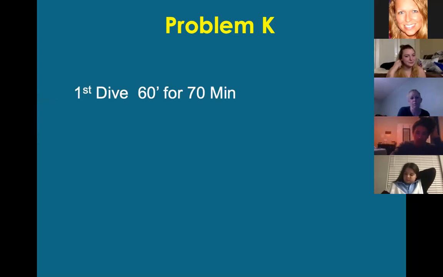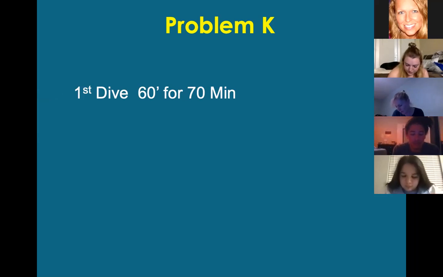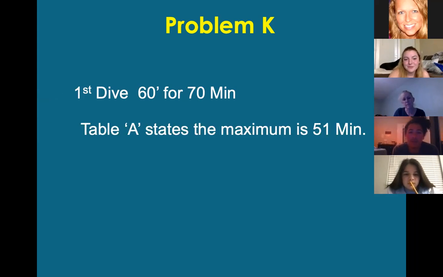So click the first line first. And what you're supposed to do is say, all right, first dive is 60 for 70. Everybody look at your dive tables and tell me 60 for 70. What do you see? What do you have? The maximum is 51. And then you click the next one. So what do we need to do? Table A states that the maximum is 51. So what do you guys think that we need to do?